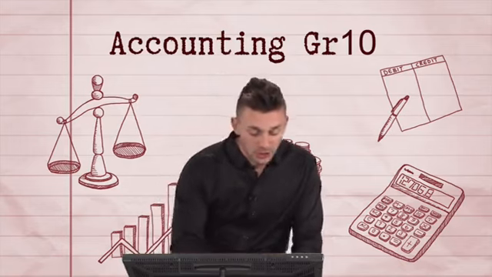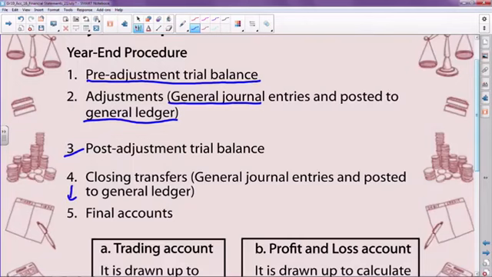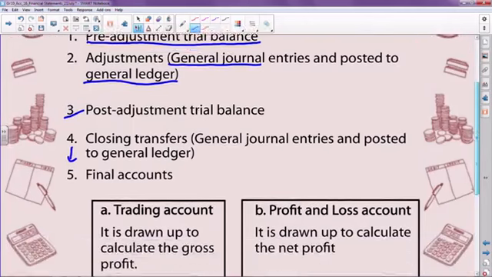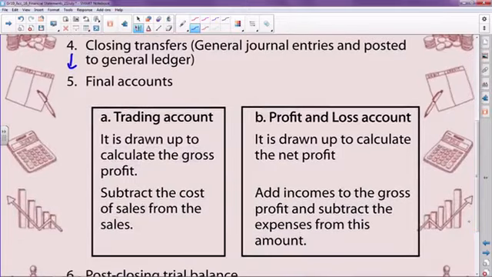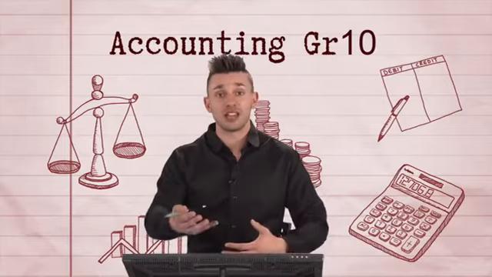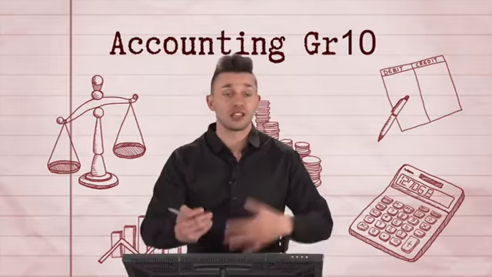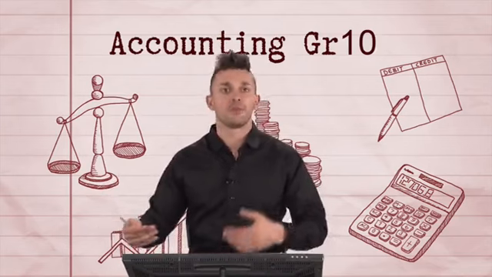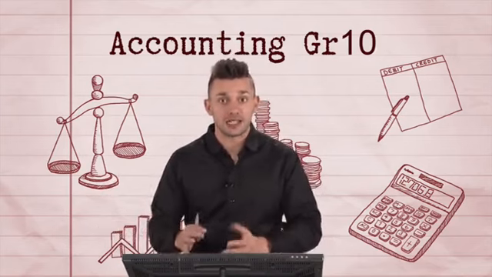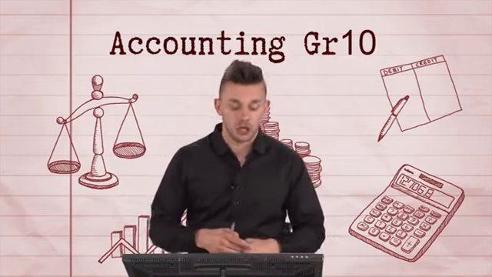So after these closing transfers, what do we do? We are going to do the final accounts, and hopefully you can still remember these accounts. It will be the trading account and the profit and loss account. And remember, your trading account will be, I'm trading, I'm buying and I'm selling. So I'll have your sales and your cost of sales in there, but your profit and loss will then have your trading account and all your other income and all your other expenses listed in this profit and loss account.